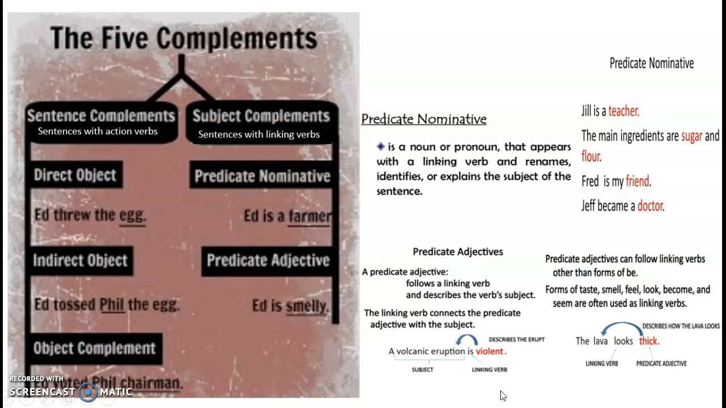And also you have to be aware of this. We have linking verbs that are not only forms of be. Obviously the forms of be are the more common ones, but we have others, for example, taste, smell, look, become, etc. The lava looks thick. The lava is my subject. Then we have the linking verb, which is looks. And we have the predicative adjective, which is thick, that is describing the lava.